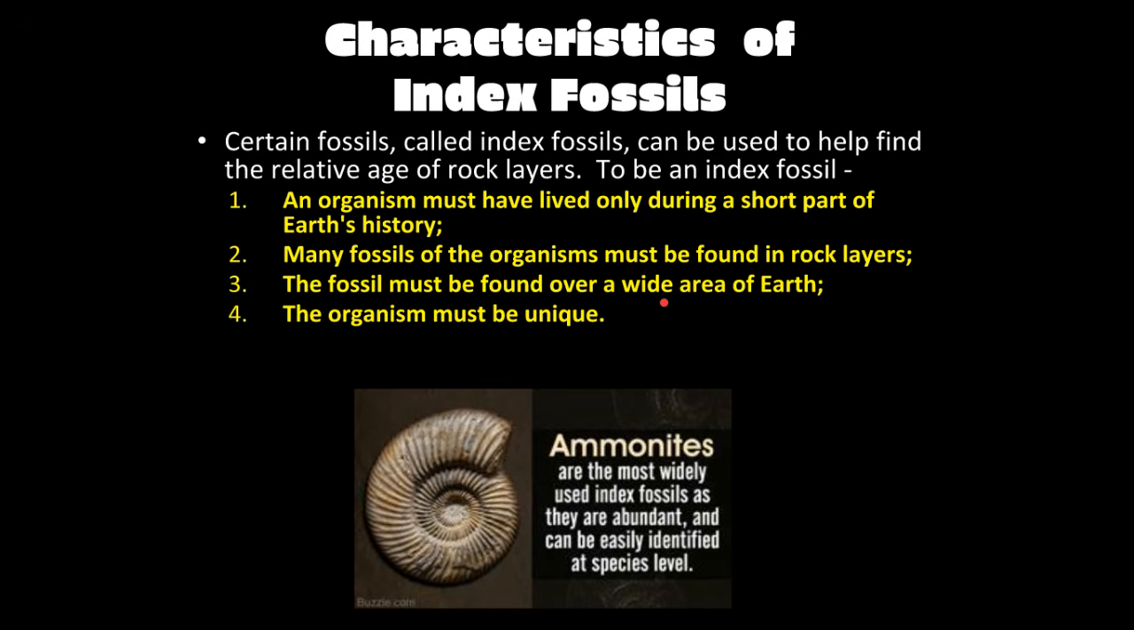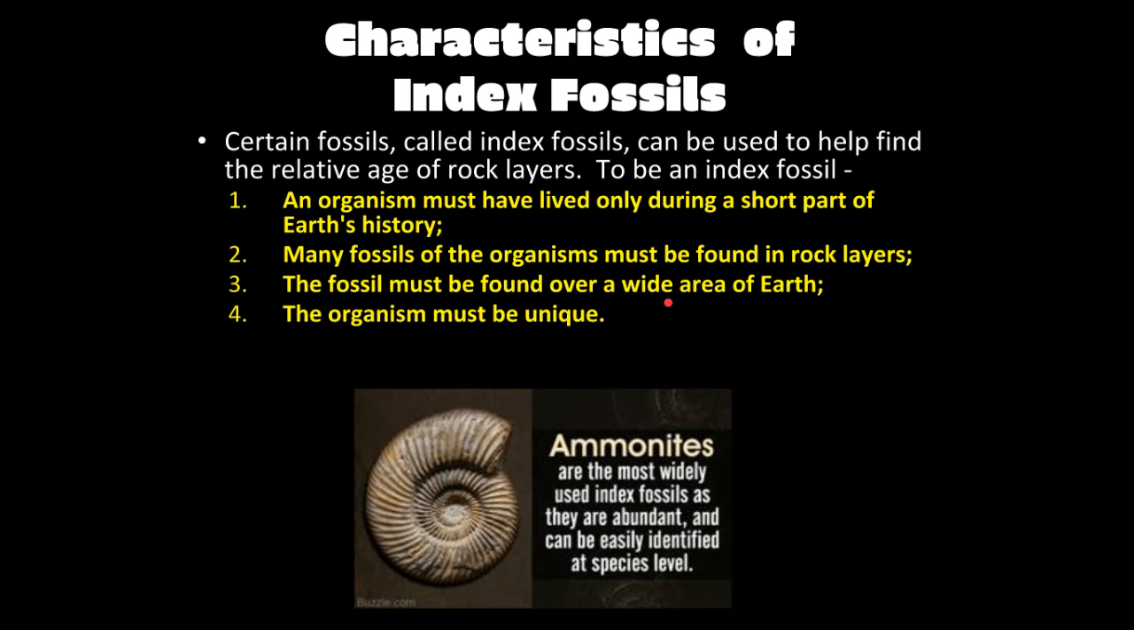The third is they have to be found over a wide area, because if we find them in one area and then in another area somewhere else in the world, that's very helpful. If we're able to determine the relative age of one, then we can make inferences about the relative age in another location. But if they're only found in a small area, it only helps us determine relative age in a small area.